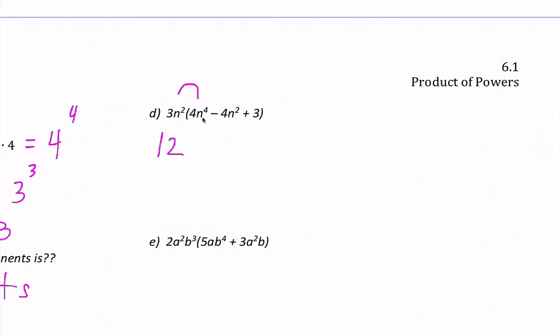Then I have to take n squared and multiply it by n to the fourth. So I'm going to go ahead and write down my n. We know the rule is to take these little exponents and add them together. So 2 plus 4 would give me 6.